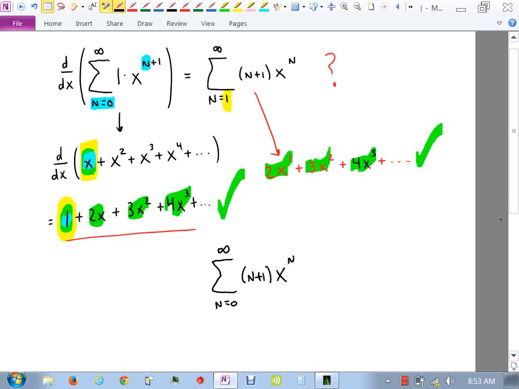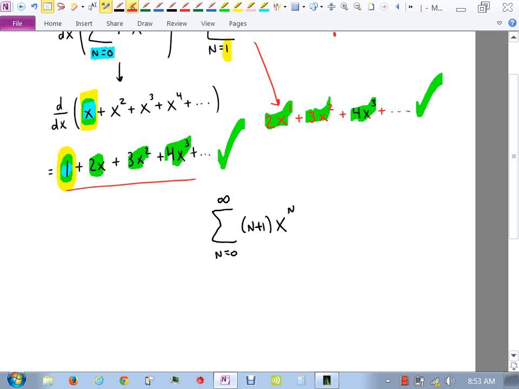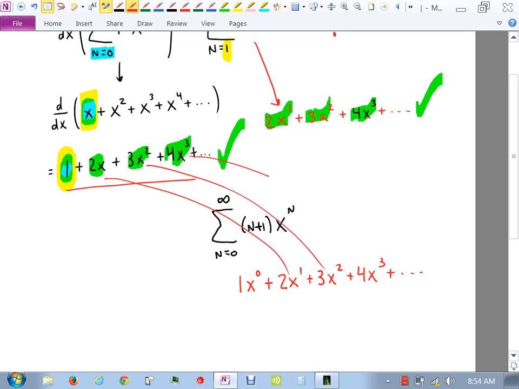Then now let's write some of the terms here. So let's let n be 0. If n is 0, we get 1x to the 0. Then we say plus. Now let n be 1. We're going to get 2x to the 1st, then 3x squared, then 4x cubed, dot, dot, dot. Now we have everything. We have our 2x, 3x squared, 4x cubed, and the all-important 1, right? x to the 0 is 1. So that gives us our 1.